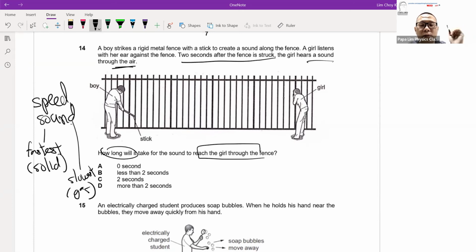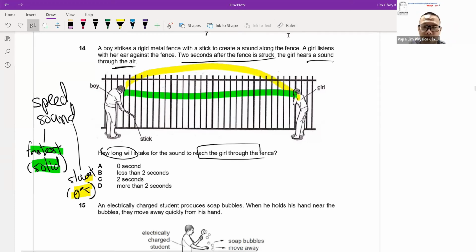When the boy hits the stick on the fan, sound actually travels to the girl in two different paths. One path is through the solid, which is through the fan directly. The other path that the sound travels from the boy to the girl is through the air. So there are two separate paths that we are looking at. This is what the question is trying to highlight to students.